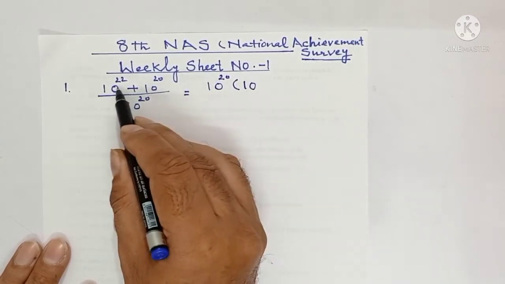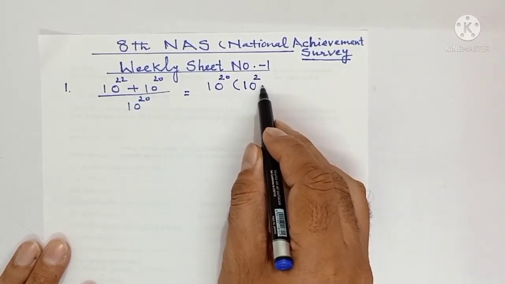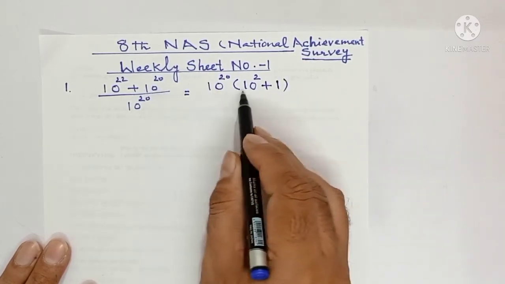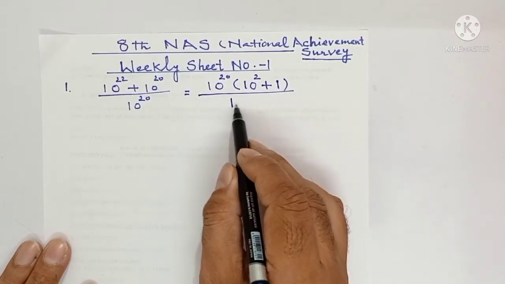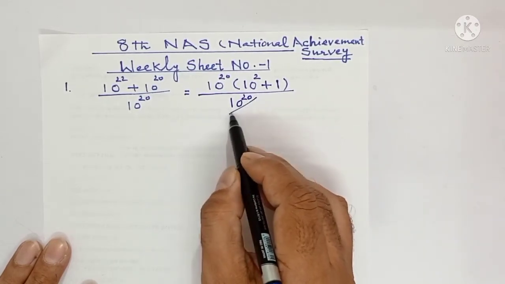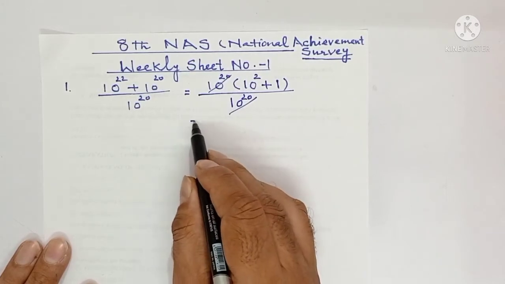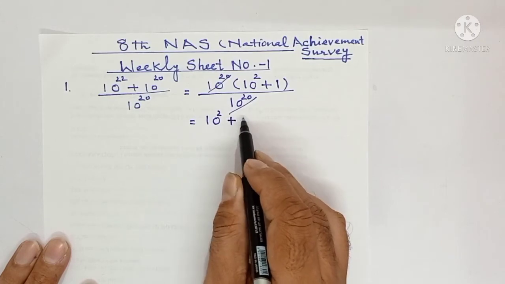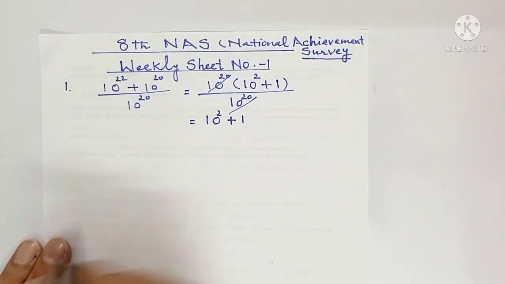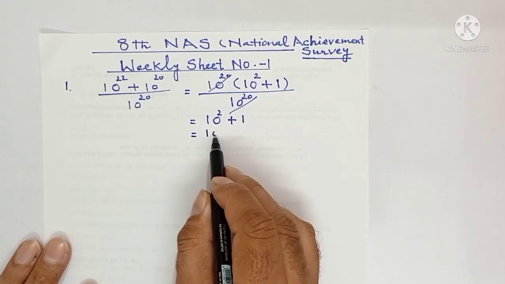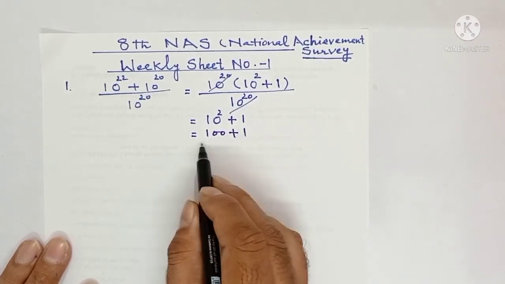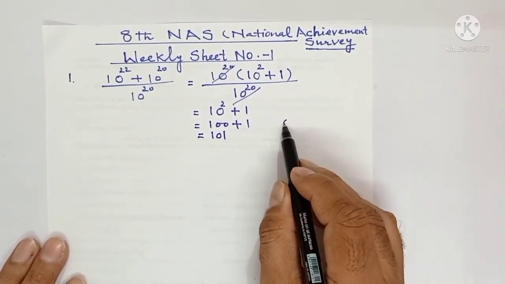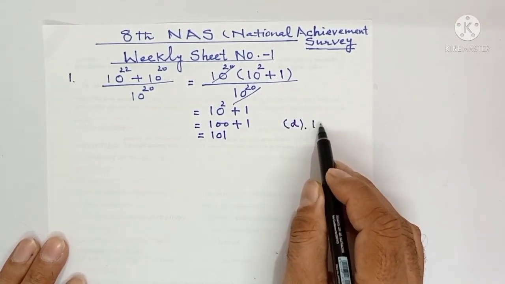Inside will be 10^2 plus 1, because 10^20 is common, upon 10^20. This and this can be cancelled out, but we are left with 10^2 plus 1. So 10^2 means 100, ten tens are 100, plus 1. It is 101. So in the worksheet this option is provided D, that is 101.